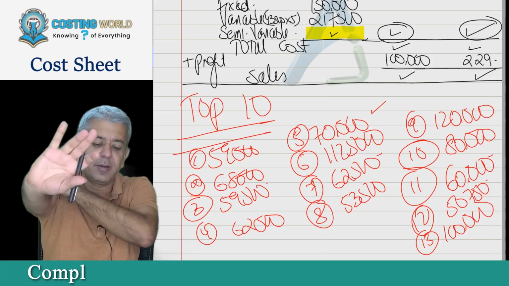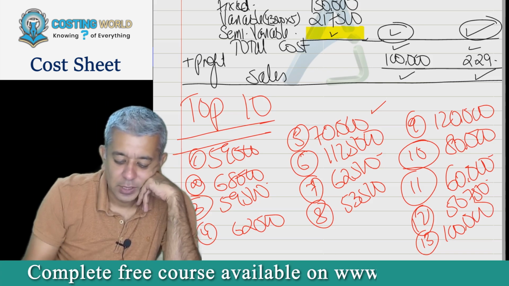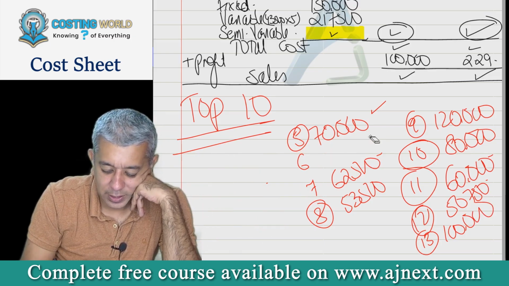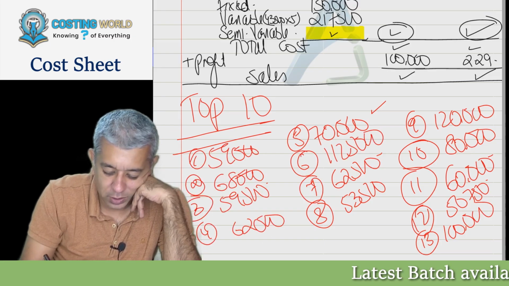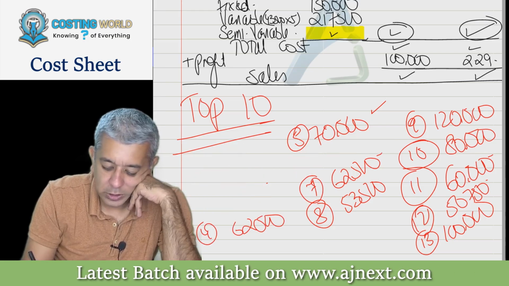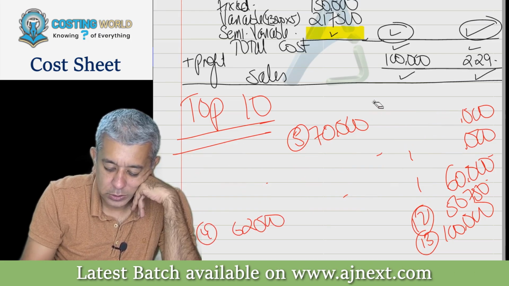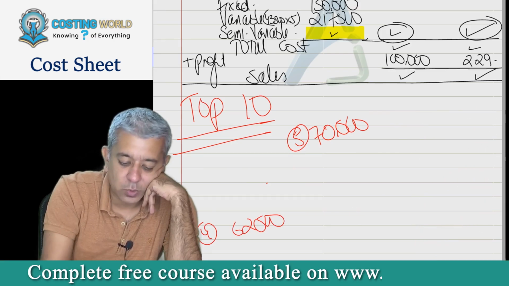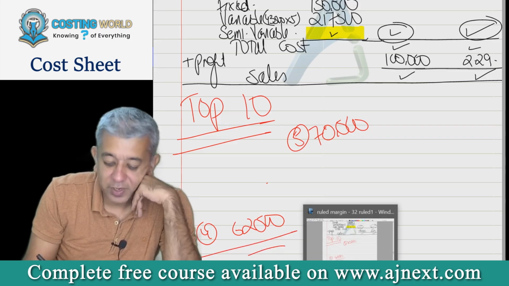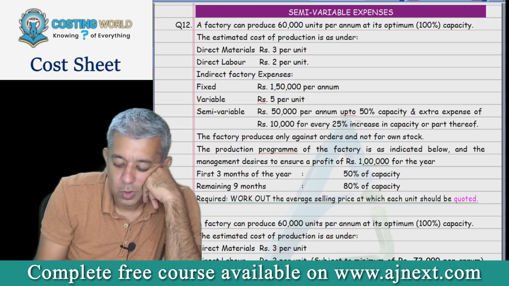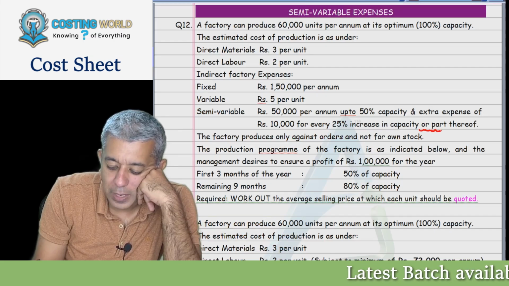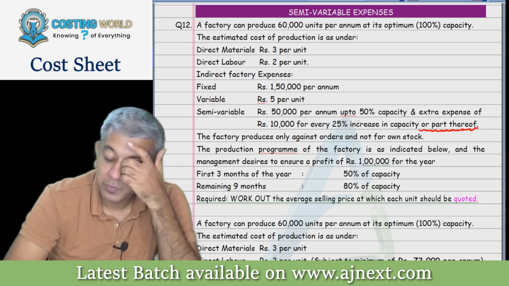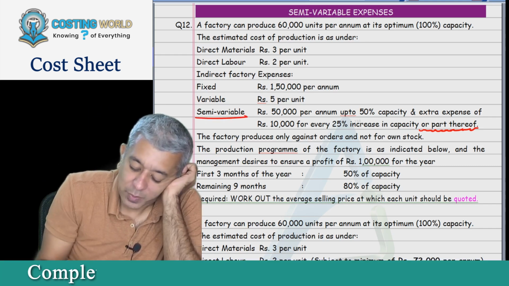Okay, listen to me. I don't know how all these answers have come, to be very honest. Okay, I'll try to remain with only these 2 answers. Now that person who has got 62,000, you should have read these words actually: or part thereof. Now I'm reading it. See, semi-variable.